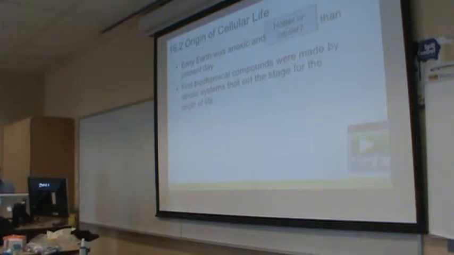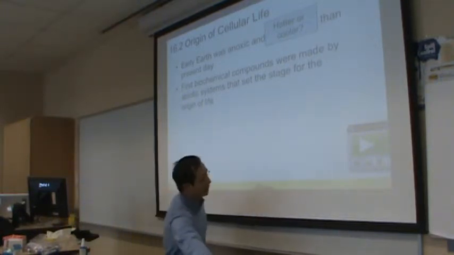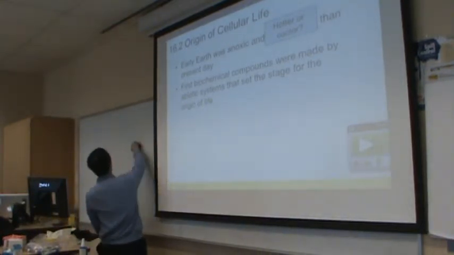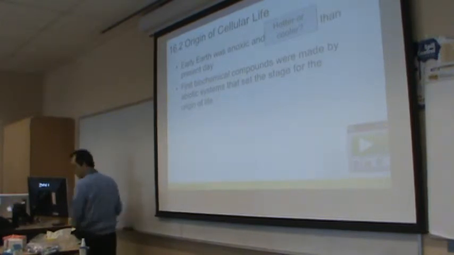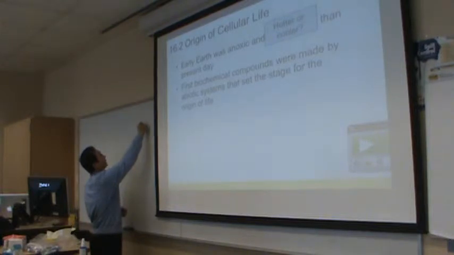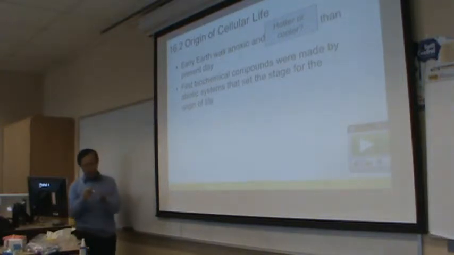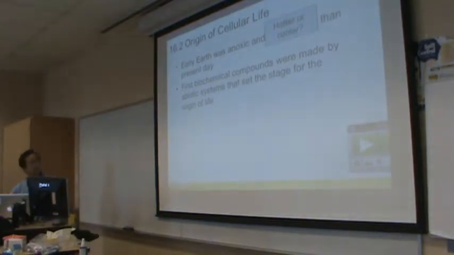So this should be an easier poll, I guess. Most of you already answered the question. So the early planet. A will be hot, B will be cooler. This was one of the first questions.